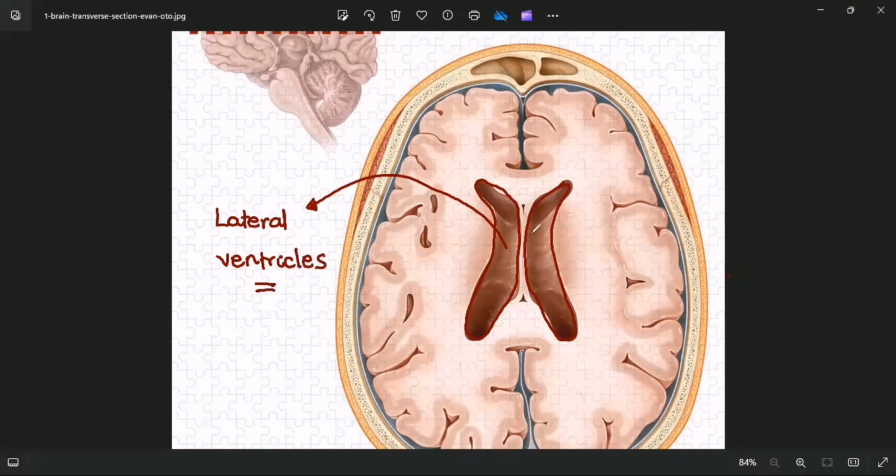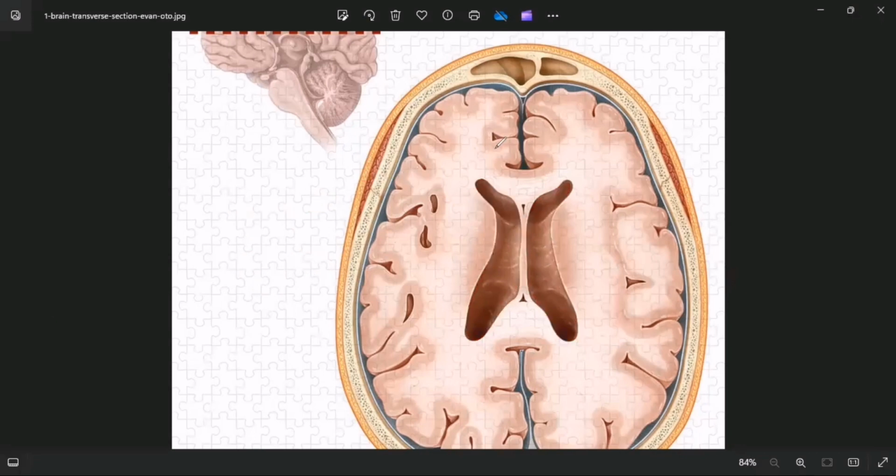The two lateral ventricles. Okay, the two lateral ventricles. Are we good? So now we have an idea. This hole here is actually the frontal air sinus. So it depends on the level at which the brain was sectioned. You have different levels. Okay, let me show you, for example, another picture.